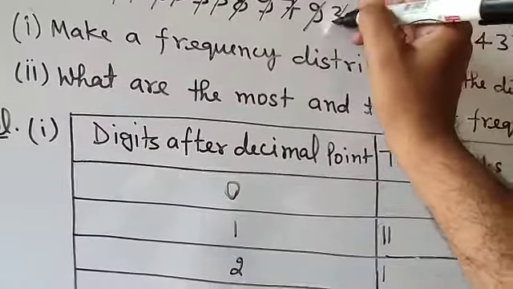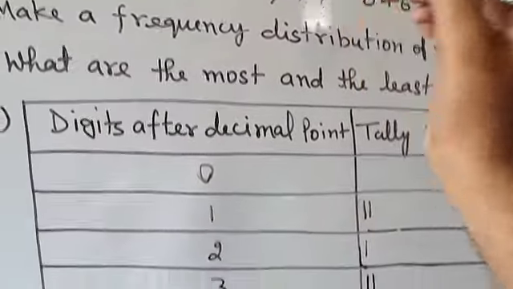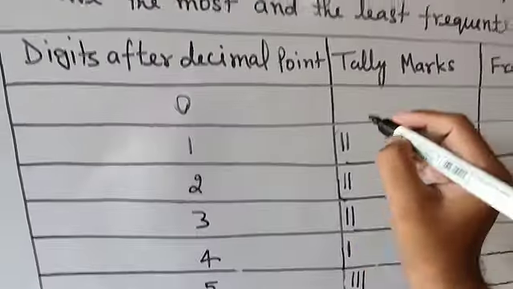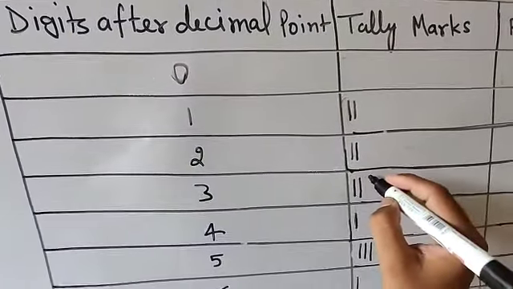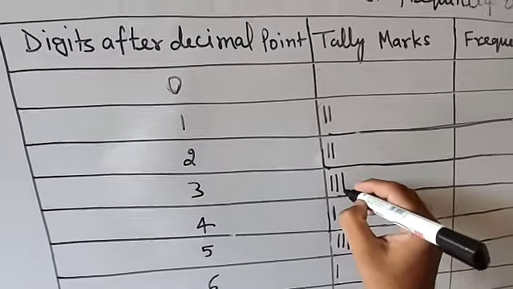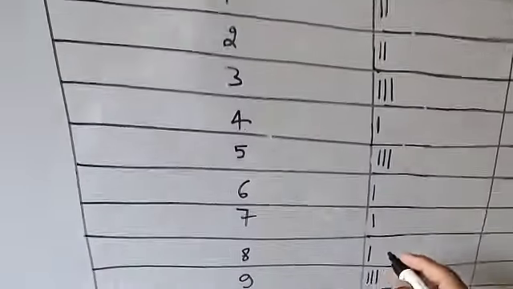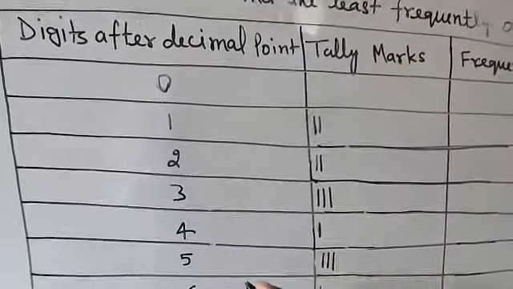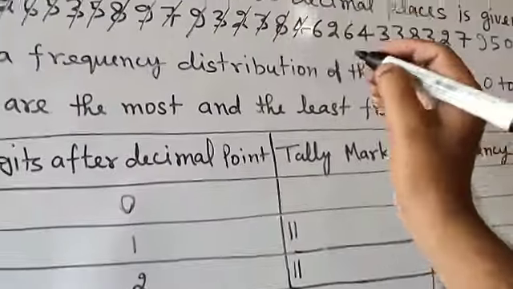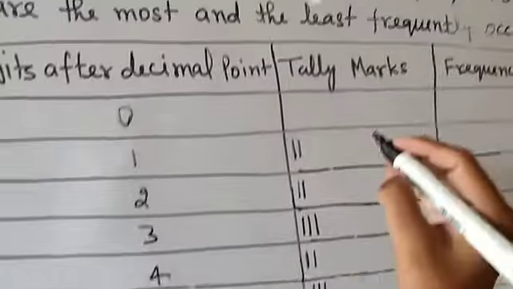Then 3, cut the 3 and 3 will be represented here. Then 2, cut it here and 2 will be represented here. Then 3, cut the 3 and again 3 will be represented here. Now next is 8, so cut it here and 8 will be represented here. Then 4, cut the 4 and 4 will be represented here. Then 6, cut it here and 6 will be represented here.